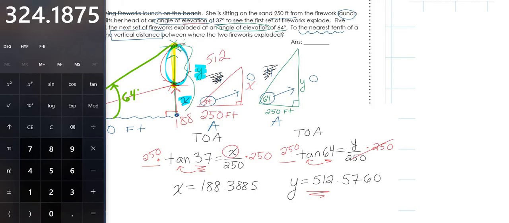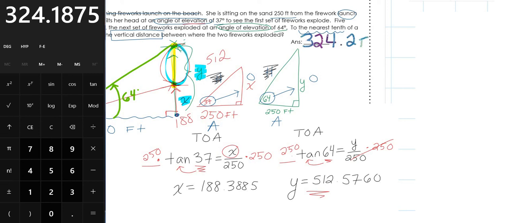So going back to my work, my final answer is going to be 324.2 feet. That's the distance between the first and the second launch.